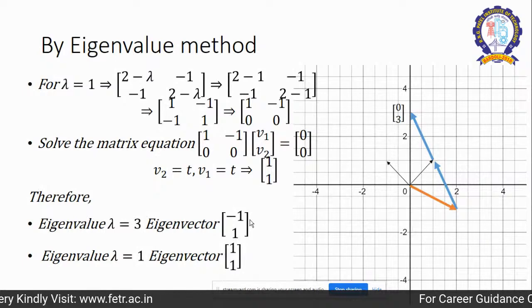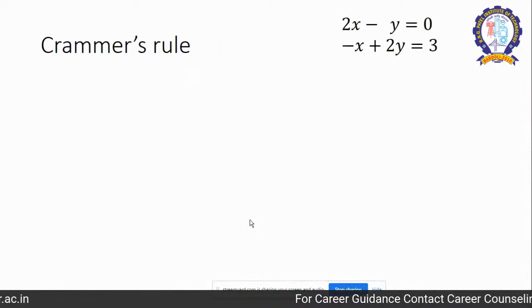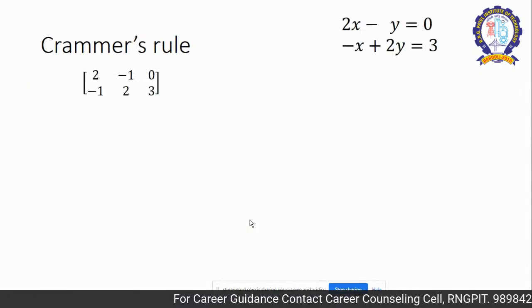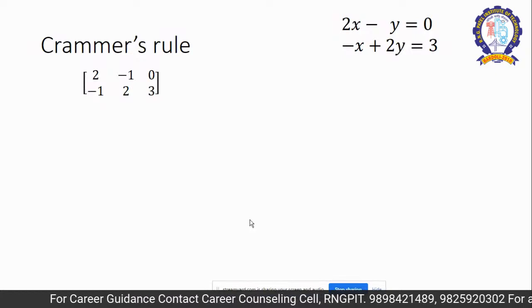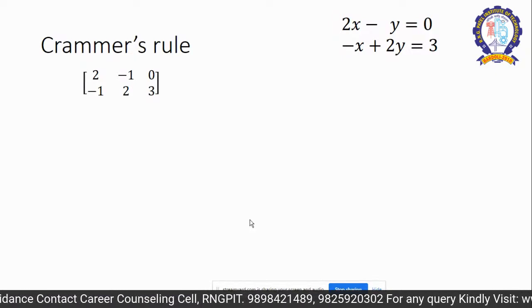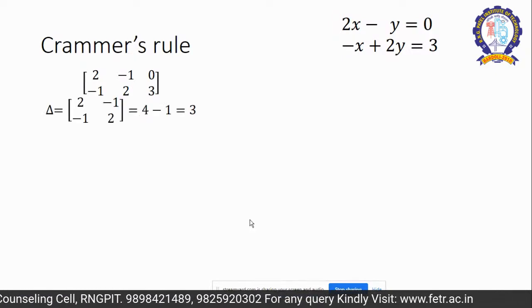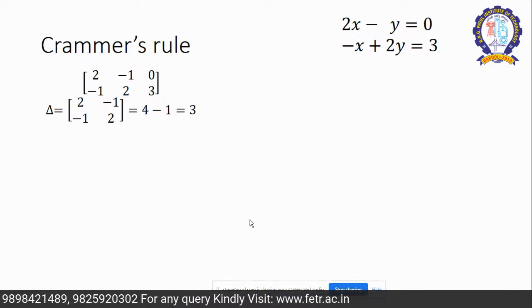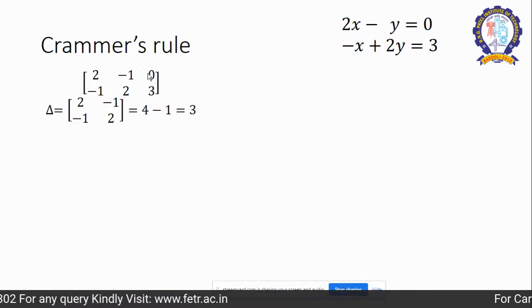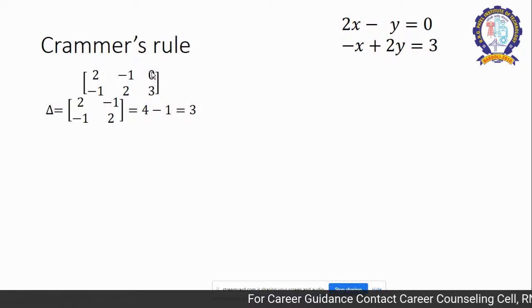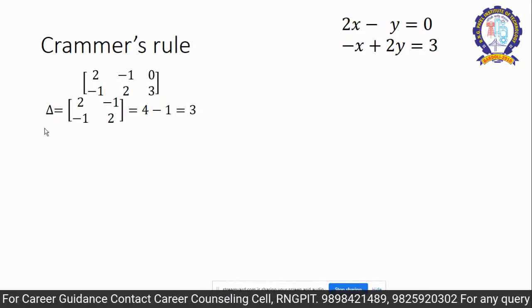So this gives the solution of the problem. Cramer's rule, everyone knows, so we are not focusing on the details of that. This can be converted into the augmented matrix. We can find the delta, which is nothing but keeping the constant, non-homogeneous term away, and we can get the delta.